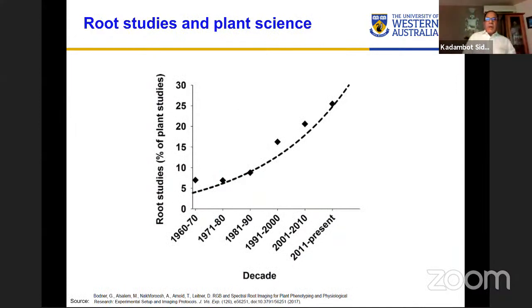Here is data which I haven't updated. On the x-axis is the decade, every 10 years, and the y-axis is the root studies, as a percentage of the plant studies. What I'm simply saying is that even now only about 35% of the papers published in a 10-year time frame are devoted to roots. So the majority of the studies are done on shoots, and people don't even think about roots and then draw conclusions. So I'm making a plea that any new PhD students and others starting think about roots also, not only the shoots alone.